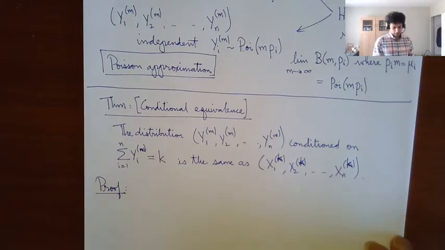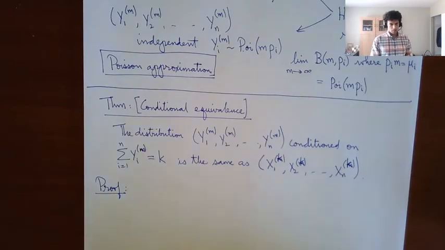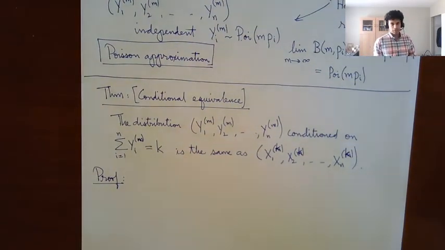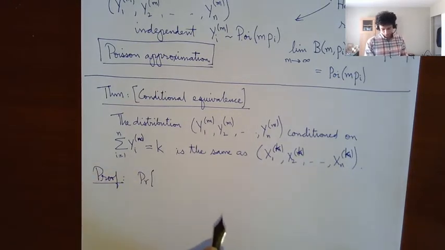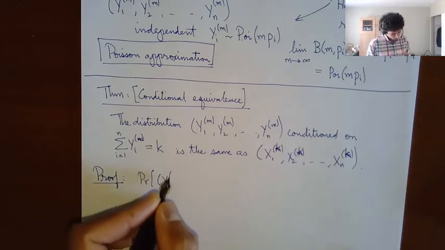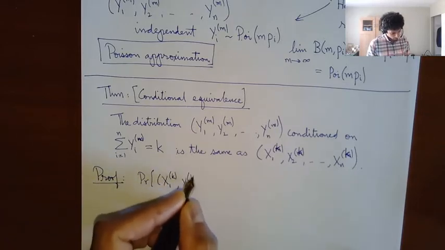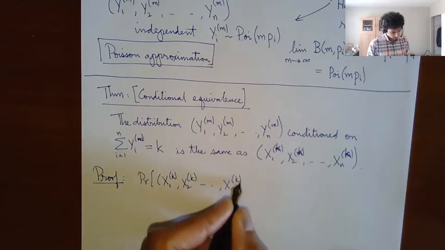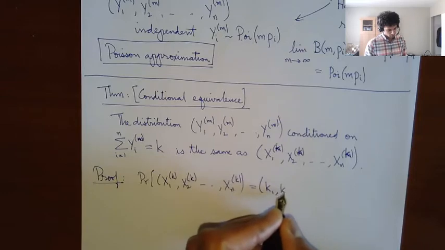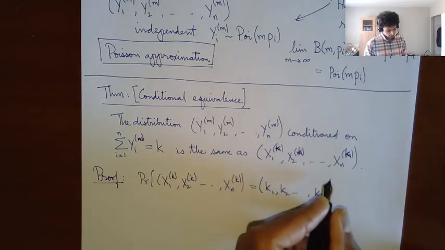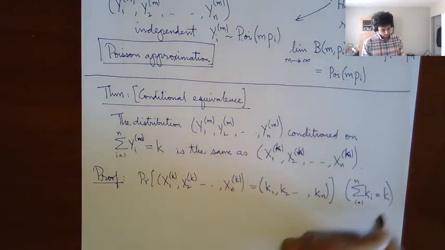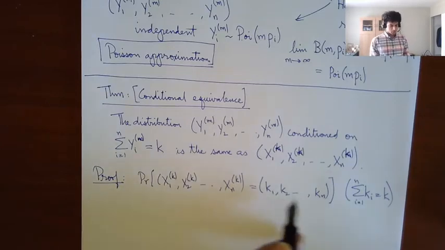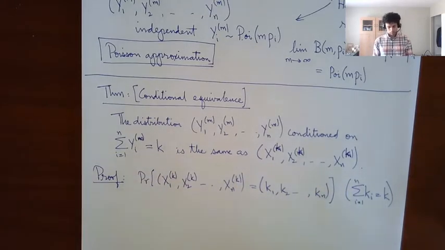So let's do the proof. It's a nice demonstration of even more of the beauty of the Poisson distribution. Let's look at the probability. Let's look at the balls and bins experiment, where x1k, x2k, up to xnk is equal to k1, k2, up to kn. And of course, we're assuming that the summation of ki is equal to k. So you're looking at what is the probability of a specific outcome where the sum is k, because this would be a balls and bins experiment.